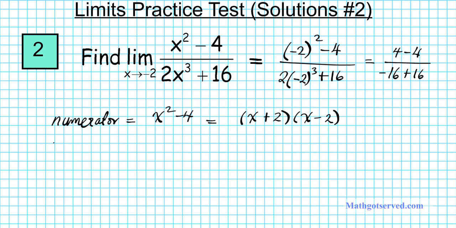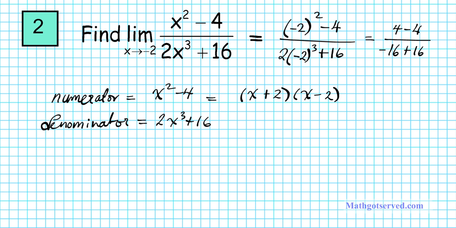In the denominator, we have a sum of cubes, 2x to the third plus 16. Now there's a formula for factoring a sum of cubes. Let's write down the formula: a to the third plus b to the third. The first quantity is a plus b, times a squared, the next sign is the opposite of that, minus ab, and then the last is always positive, plus b squared.